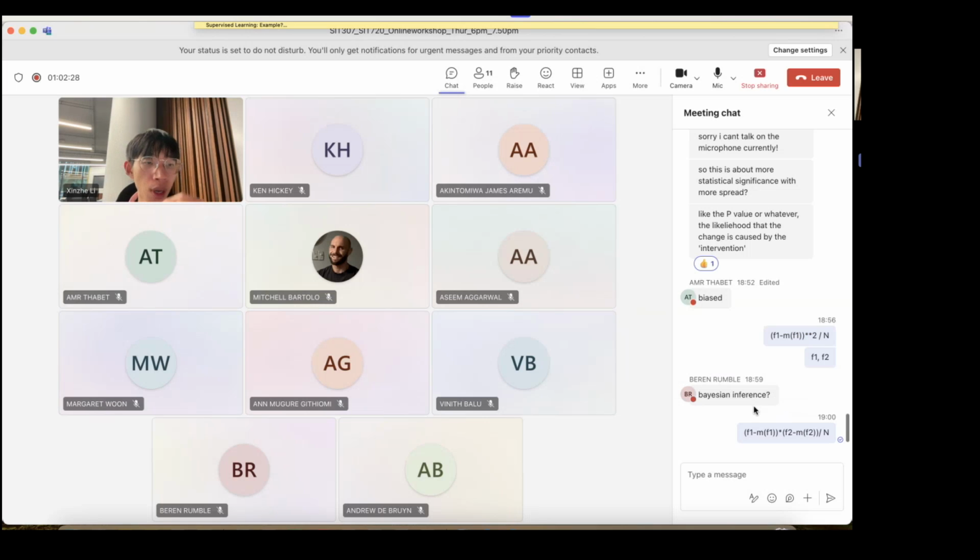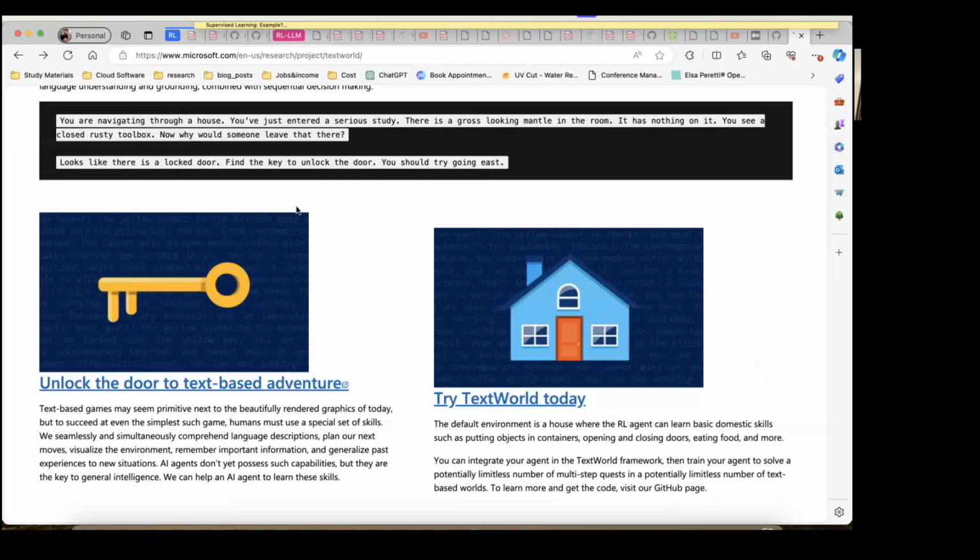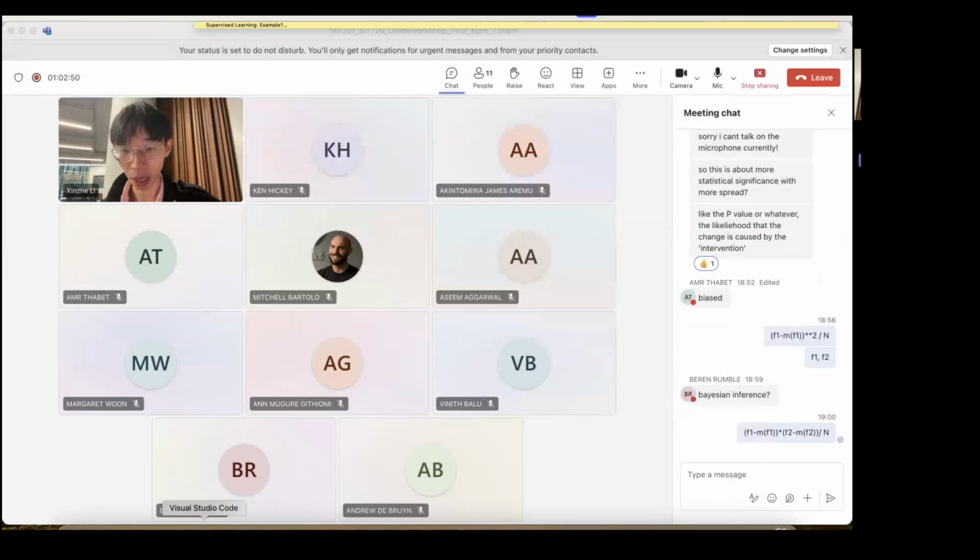Bayesian inference. Bayesian inference is a very big topic. What kind of thing do you want to mention, Baron, for Bayesian inference? Just type something. I will wait for you. Before waiting for you, I will go further. So Norris, you can take your time.